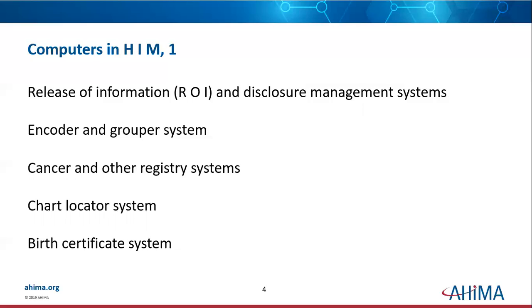Encoder and grouper systems, of course, anything that's going to assist in coding. This does include CAC systems, computer assisted coding systems, cancer and other registry systems, chart locator systems, which are typically barcode tracking systems, and any birth certificate registration type systems.